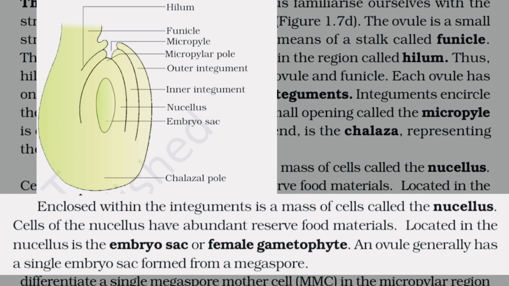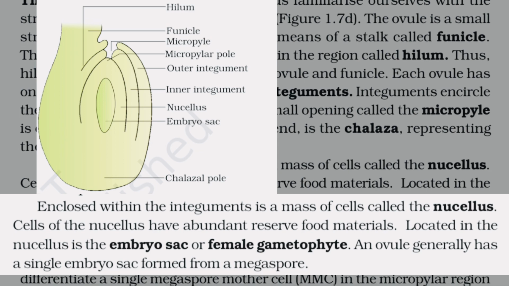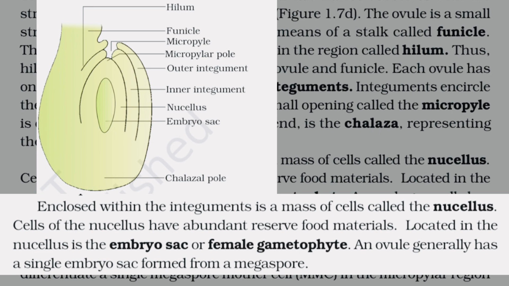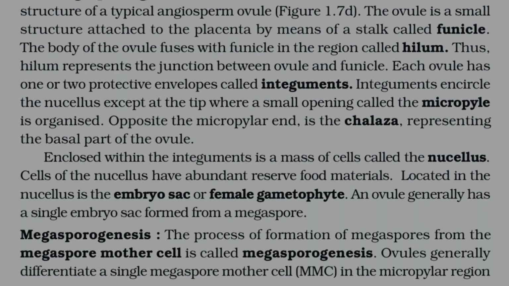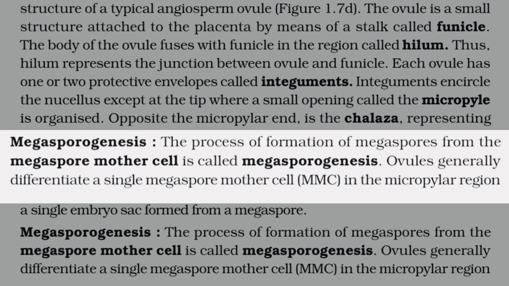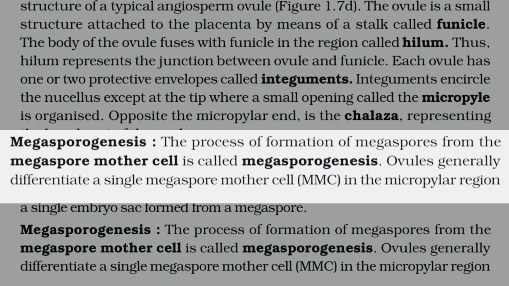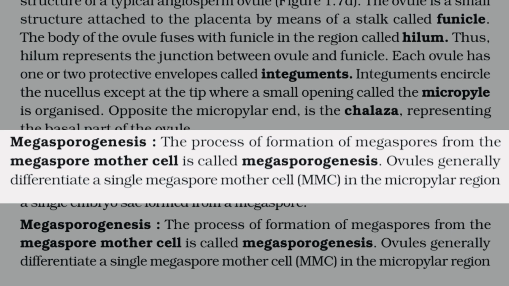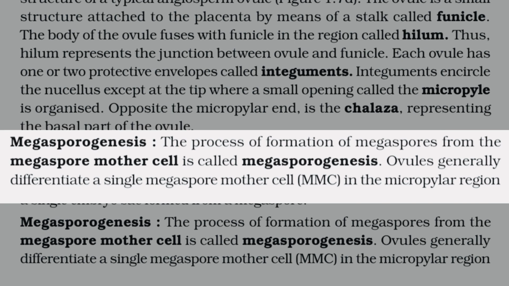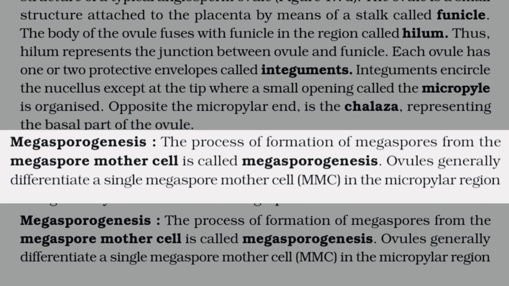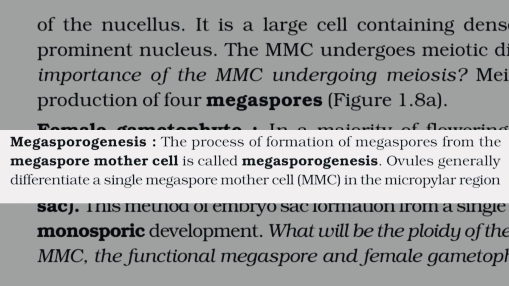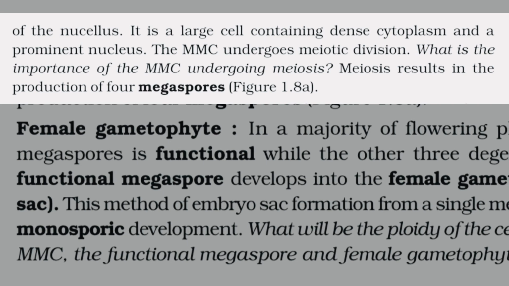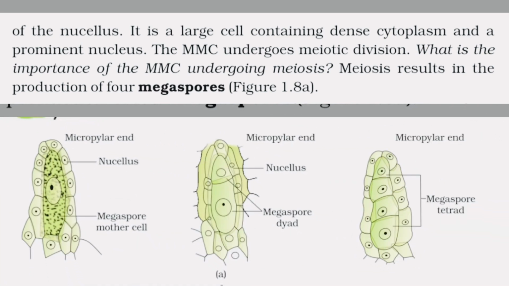Located in the nucellus is the embryo sac or female gametophyte. An ovule generally has a single embryo sac formed from a megaspore. Megasporogenesis, the process of formation of megaspores from the megaspore mother cell, is called megasporogenesis. Ovules generally differentiate a single megaspore mother cell, MMC, in the micropylar region of the nucellus. It is a large cell containing dense cytoplasm and a prominent nucleus.